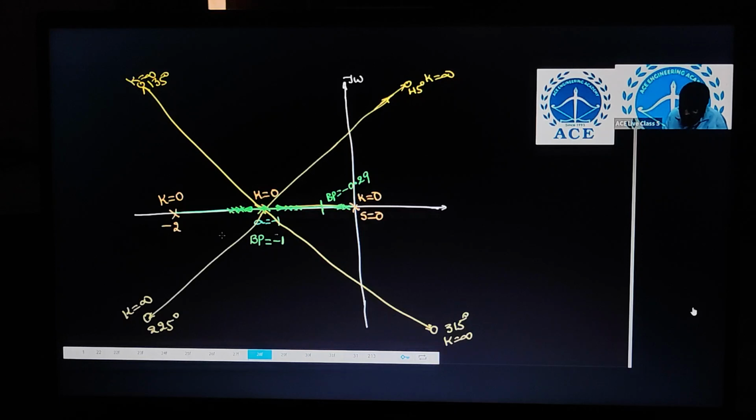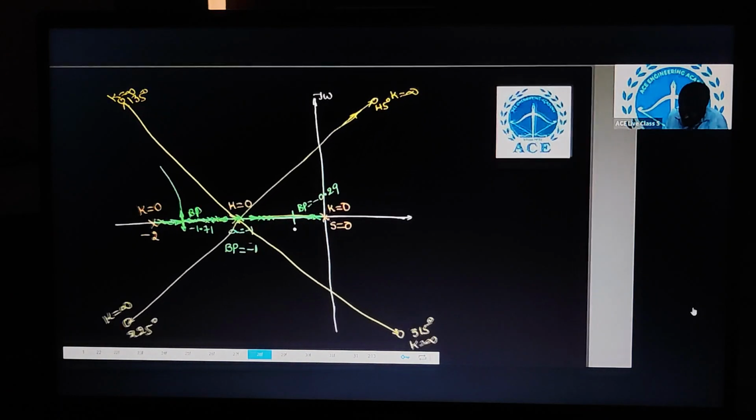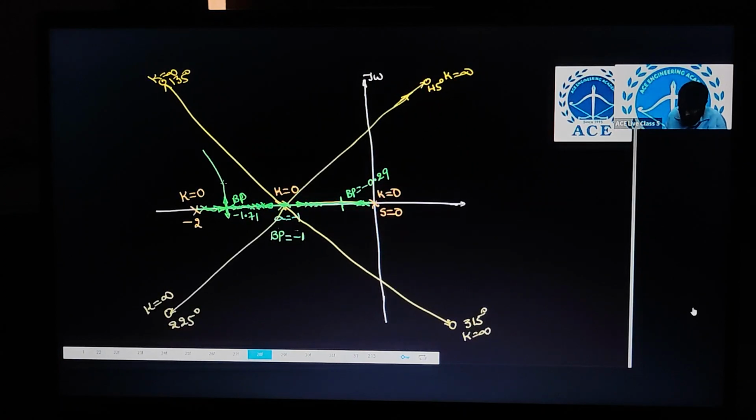This pole is moving towards the left side, and this pole is moving towards the right side. These two poles move in opposite directions, then collide at minus 1.71 and leave with plus or minus 90 degrees. Near to the asymptote, parallel to the asymptote, they enter into the asymptote and occupy the zero. I'll put the dots; that indicates it goes towards the zero. This is also the same, moving towards the origin.